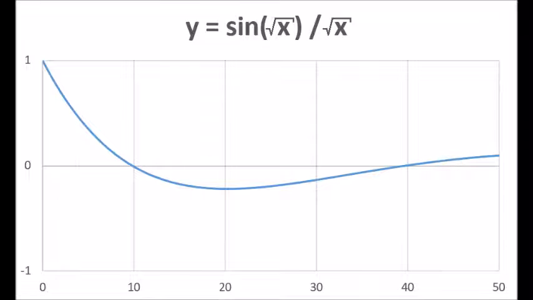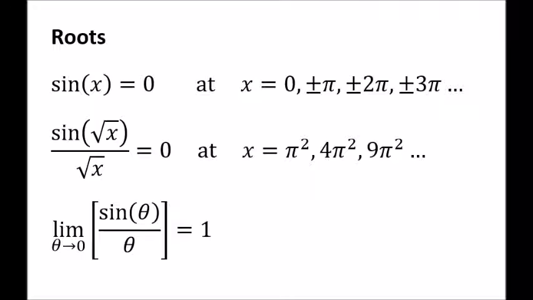Now we plot y equals sine of the square root of x divided by the square root of x. No graph to the left of 0. Also, we see that the roots are different. The curve crosses the horizontal axis around x equals 10 and x equals 40. These correspond to pi squared and 4 times pi squared. So those are the roots.